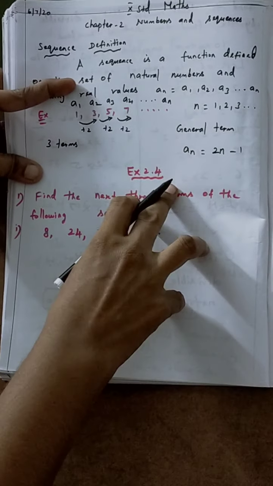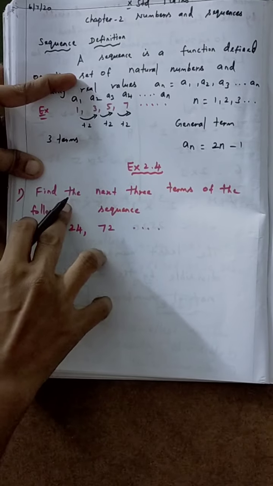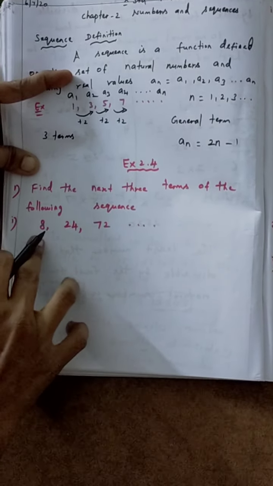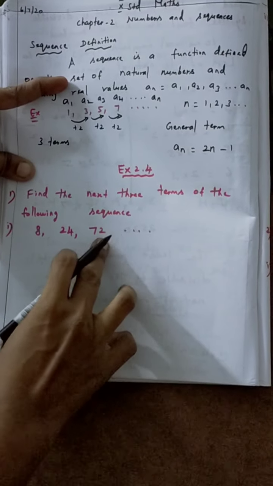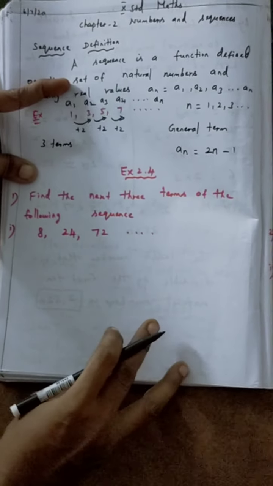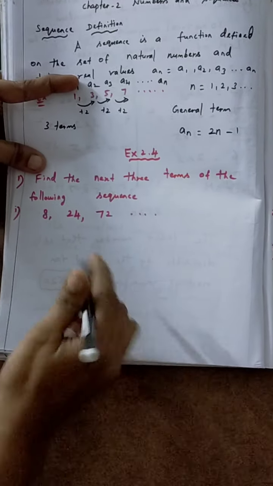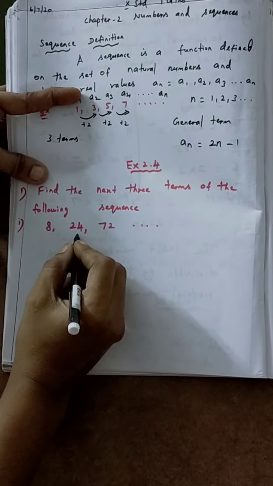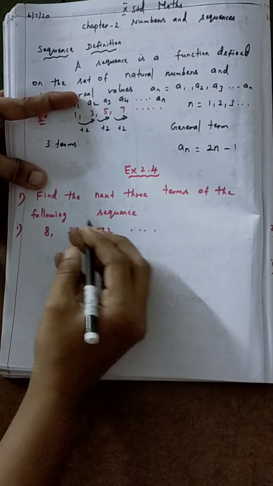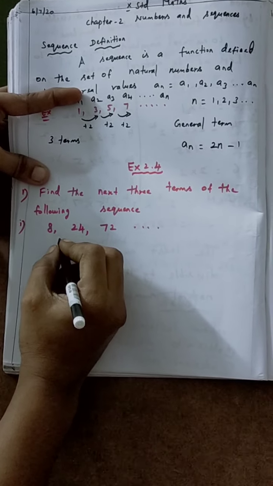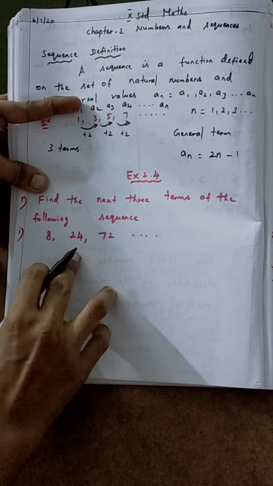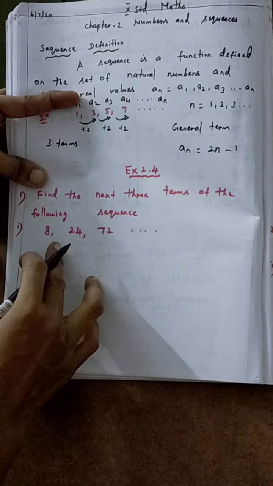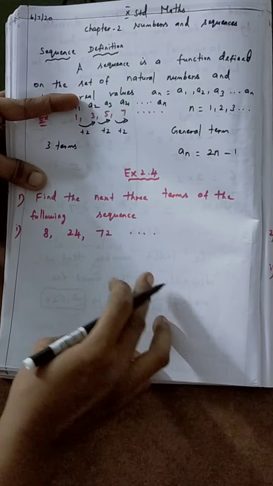So exercise 2.4, first question: find the next three terms of the following sequence. First one is 8, 24, 72 up to etc. Find the next three terms only. See the terms. First term is 8 only. The next term is 24. Third term is 72. So we can apply the four operation symbols and find out the next three terms. Only addition or subtract or multiply or divide, apply and find out the answer.